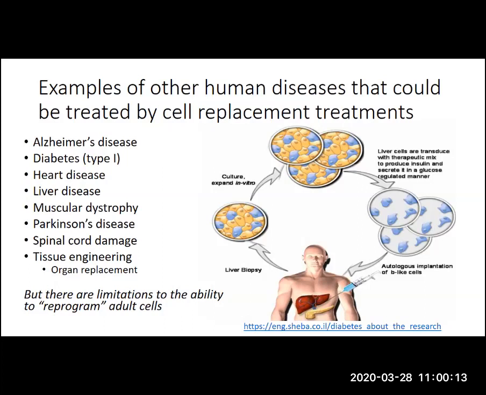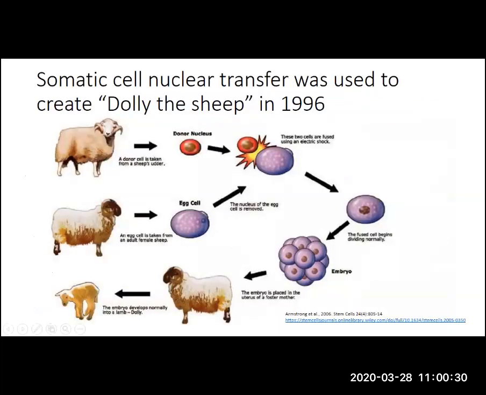There are great limitations in the ability to reprogram adult cells, and so we really need to come up with a way in which we can generate stem cells. We can generate these very unspecialized, undifferentiated cells that we can push in the proper direction. Another approach that we could take is this concept of somatic cell nuclear transfer.